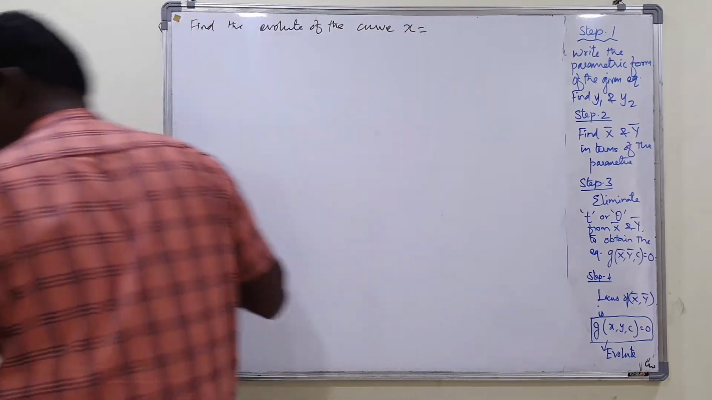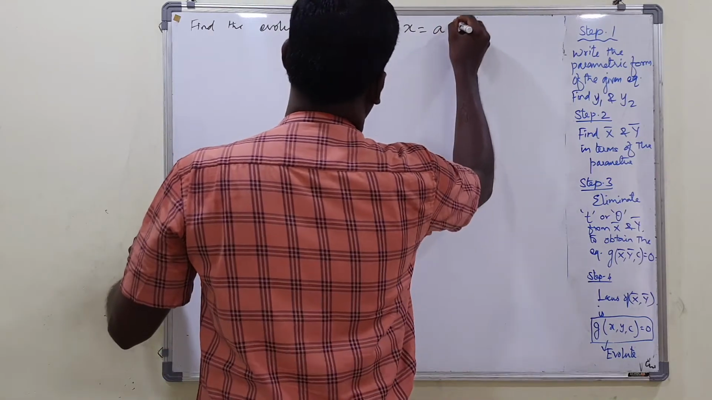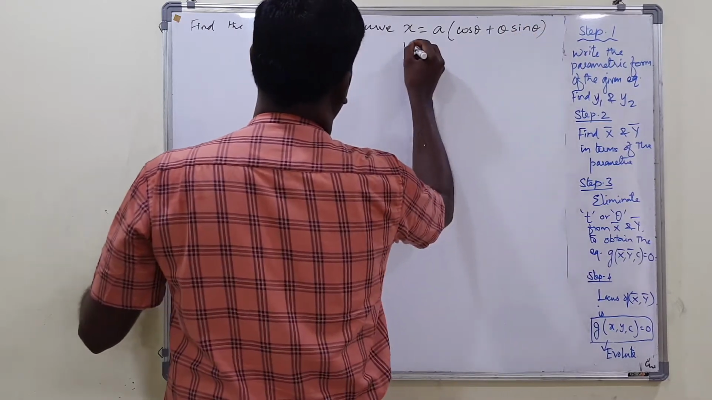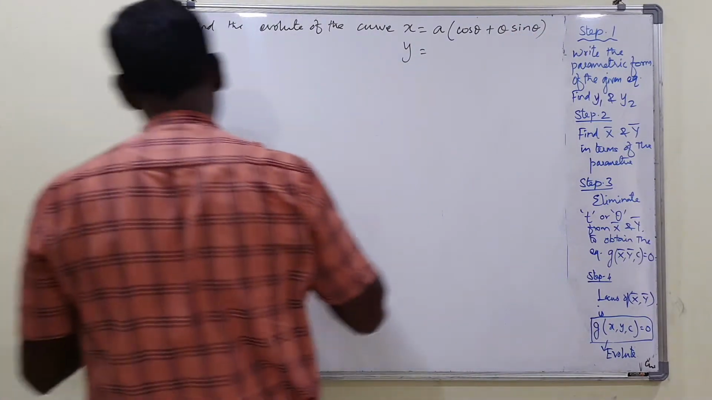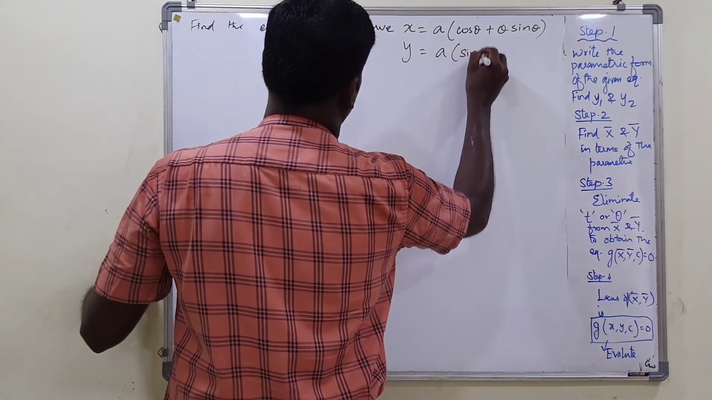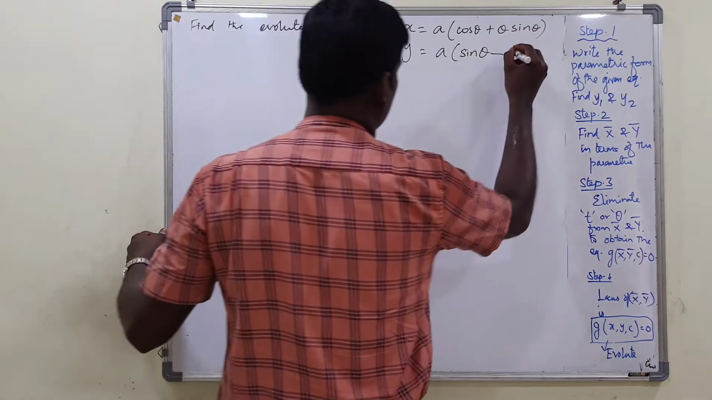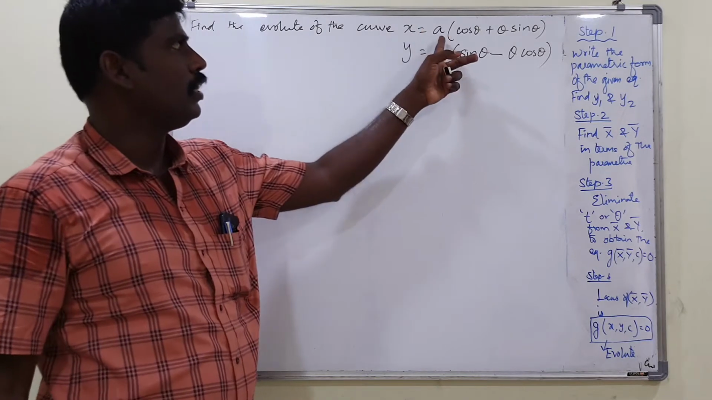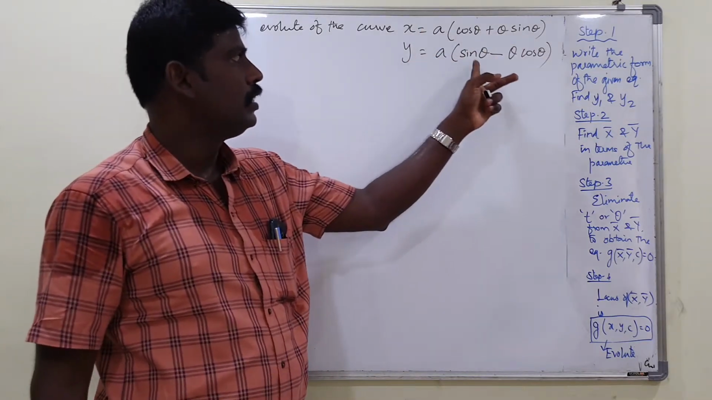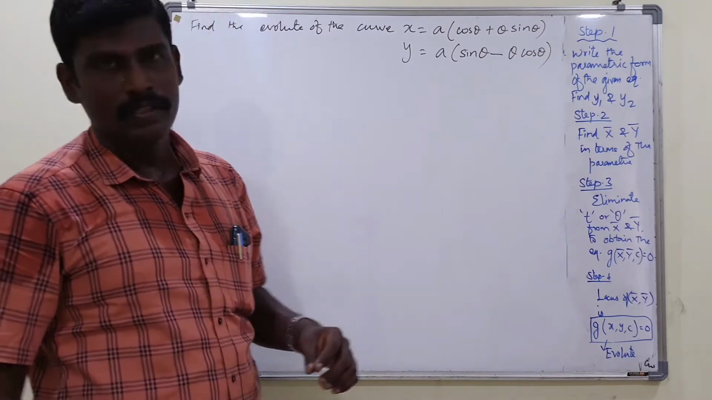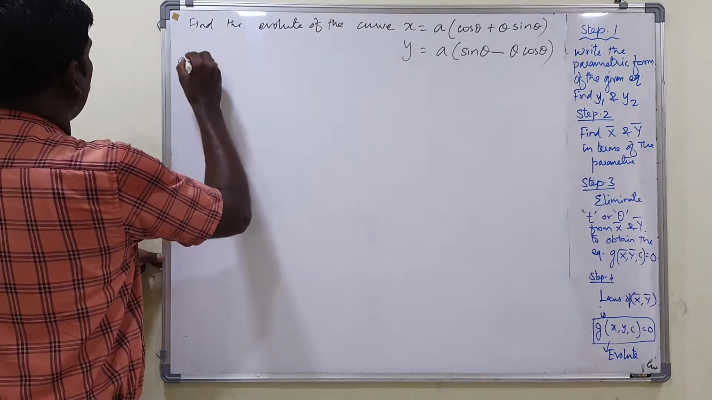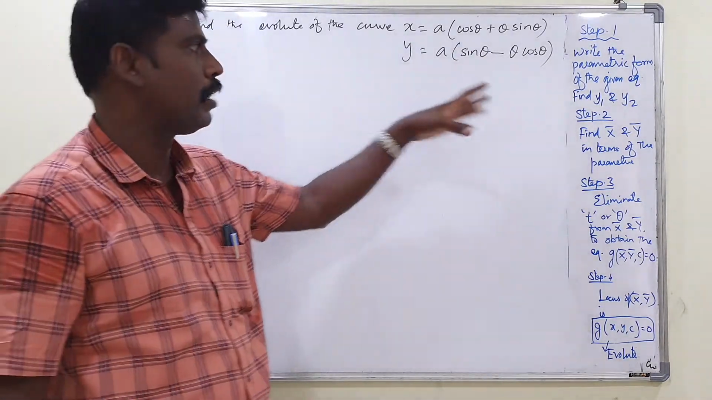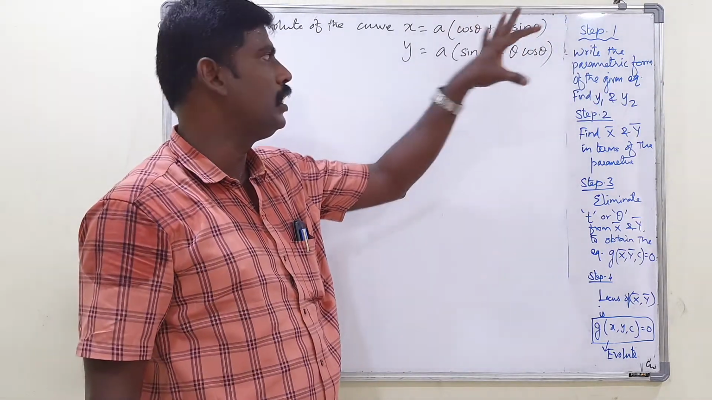Find the evolute of the curve x equal to a into cos theta plus theta sin theta, y equal to a into sin theta minus theta cos theta. Right? Okay. So, what is the difference between the previous problems and this problem? Here, the parametric form is directly given to you, so no need to write the parametric form. Already, the given equation is in the parametric form.